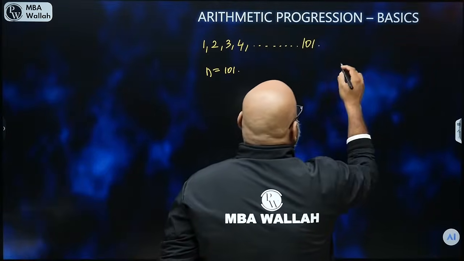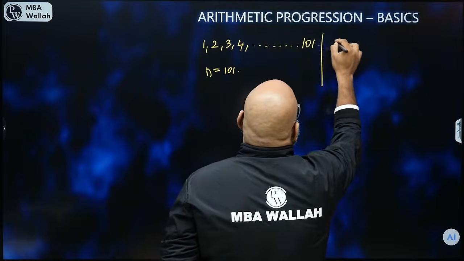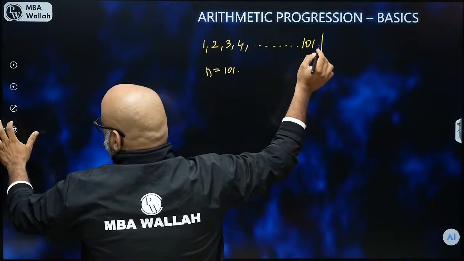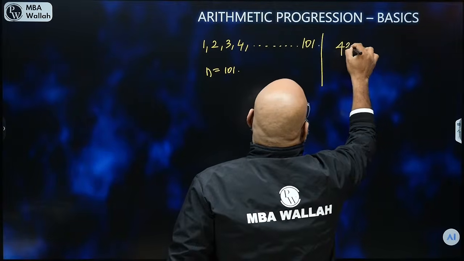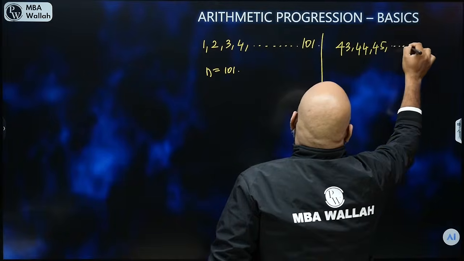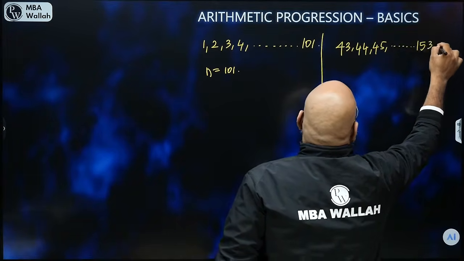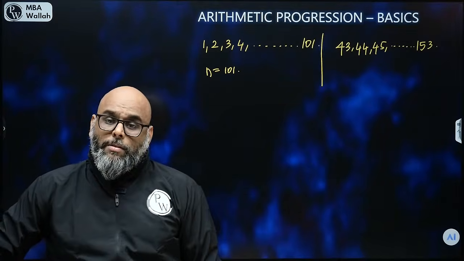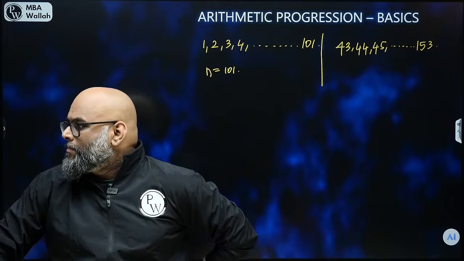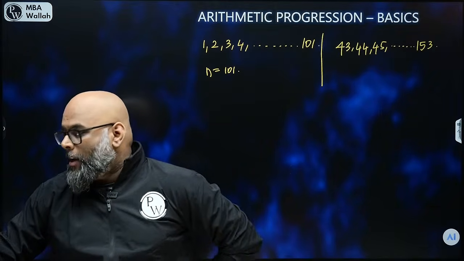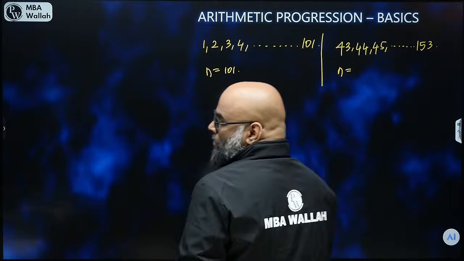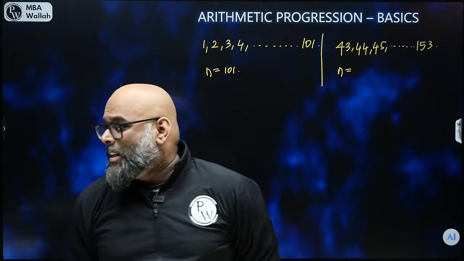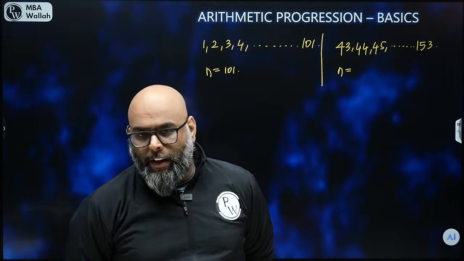Now if I say 43, 44, 45 up to 153. From 43, 44, 45 up to 153, how many terms are there? Tell me the value of n here. Yes, exactly. You will say 111. Some people will say 110. Now 110 is not wrong to begin with, but the answer is wrong.